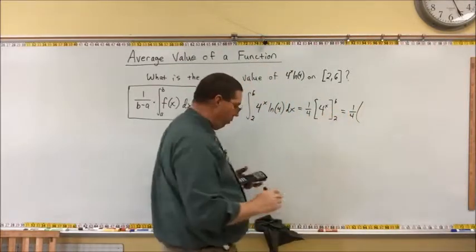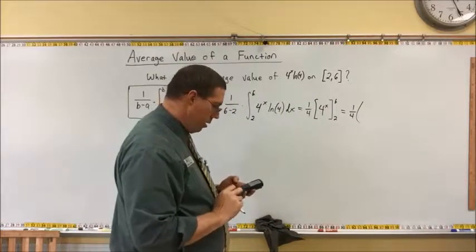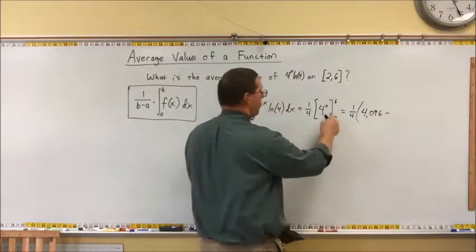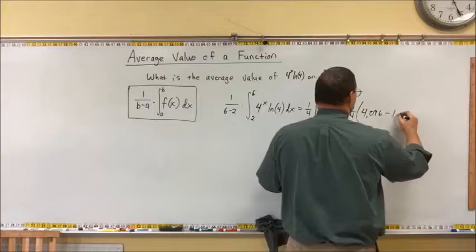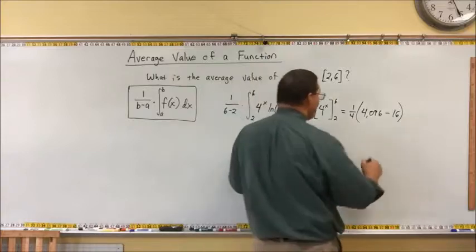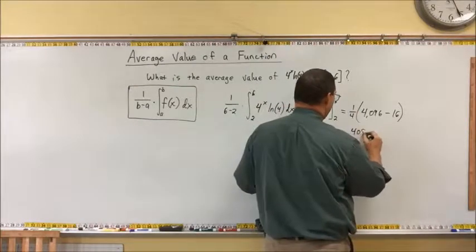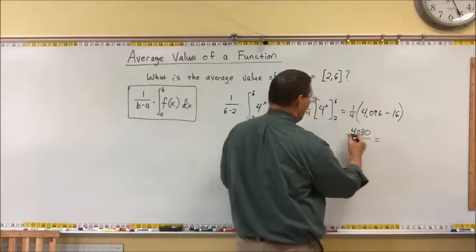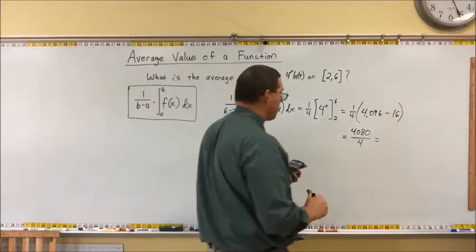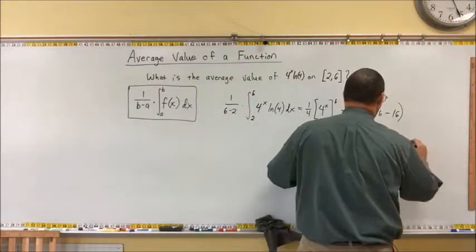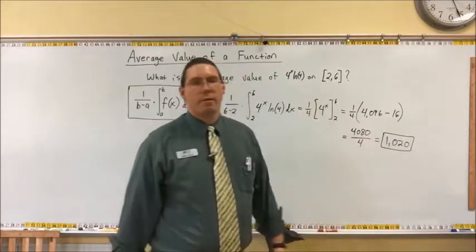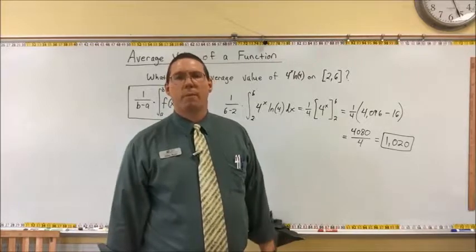So now 1/4. Plug the 6 in first. 4 to the 6th power is 4,096, minus, plug the 2 in, 4 to the 2nd power, 4 squared is 16. 4,096 minus 16 is 4,080. 1/4 of 4,080, so over 4, is 1,020. So the average value of this function on the interval from 2 to 6 is 1,020. Okay? Let's just do a couple more examples.